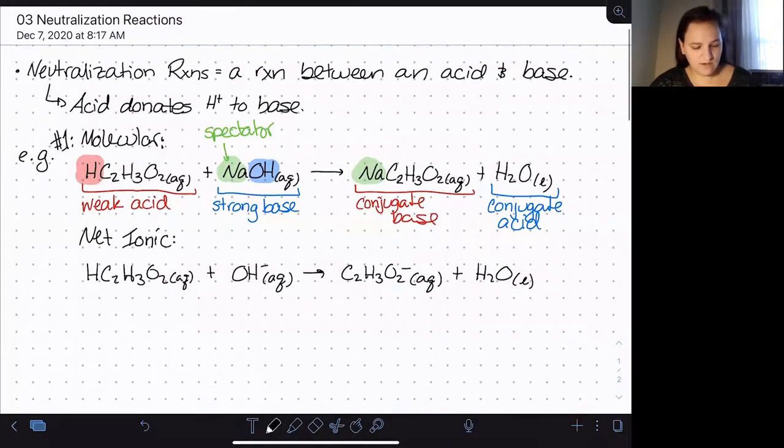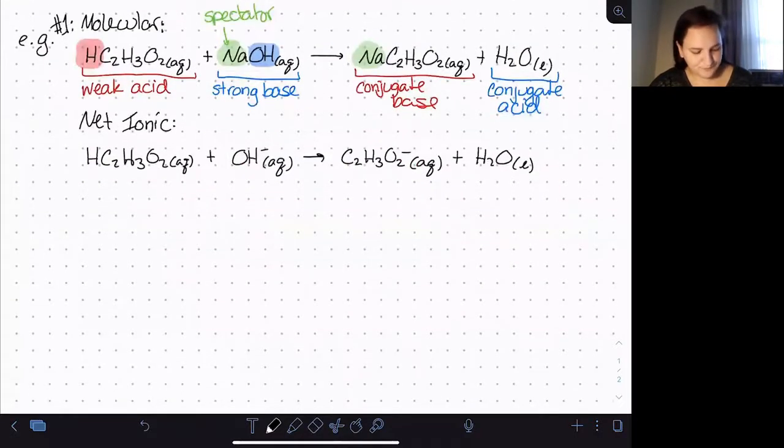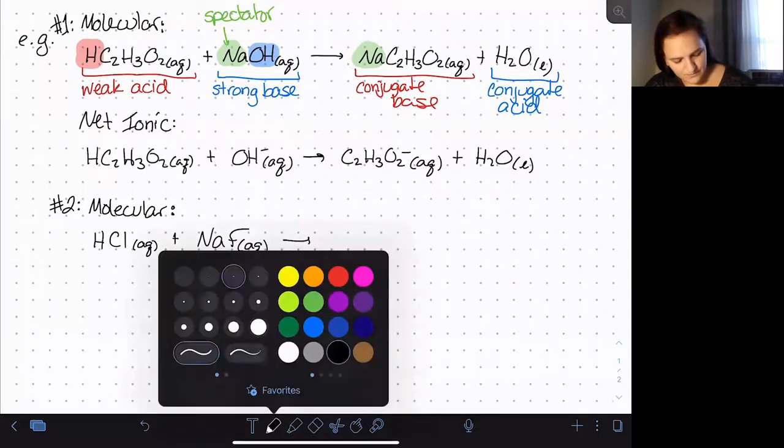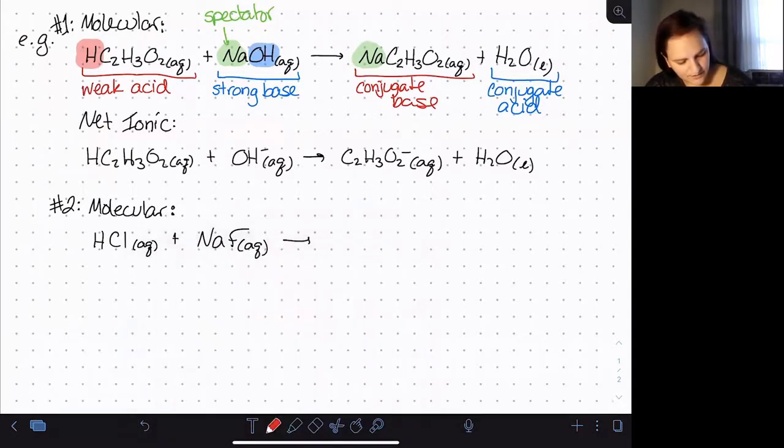So let's look at another example. Again, we'll start with a molecular equation approach, where this is going to look very much like a double replacement reaction. In this one, let's do hydrochloric acid and sodium fluoride. Hydrochloric acid was on our list of strong acids.